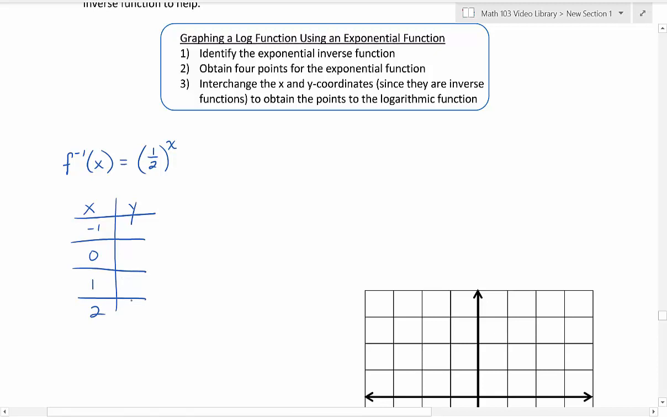Plugging into our exponential function, 1/2 raised to the -1 power is 2. 1/2 to the 0 is 1. 1/2 to the first is 1/2. And 1/2 to the second, 1/4. Now, those are not the points that we want to graph. Those are the points for the inverse function. To get the points for log base 1/2 of x, we're now going to interchange the x and the y coordinates.